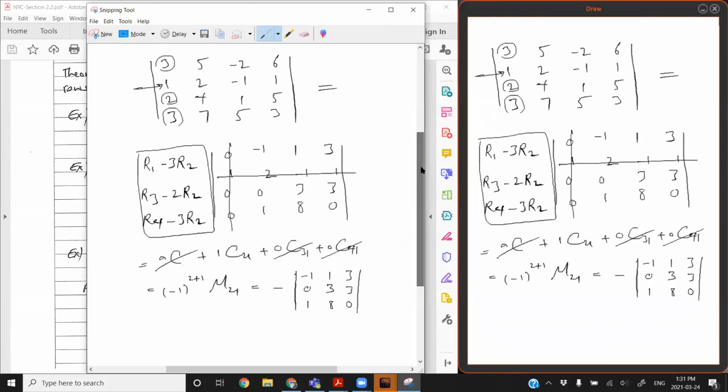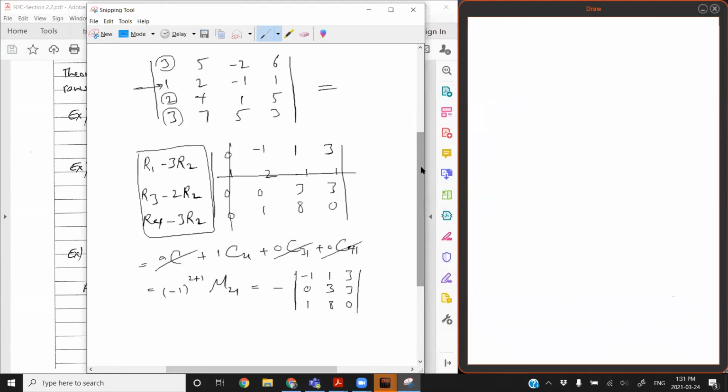Is it clear so far? So this is C11. Any questions? Okay then. So let's use the arrow technique for this last one.